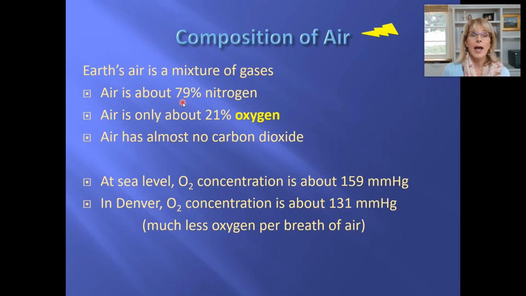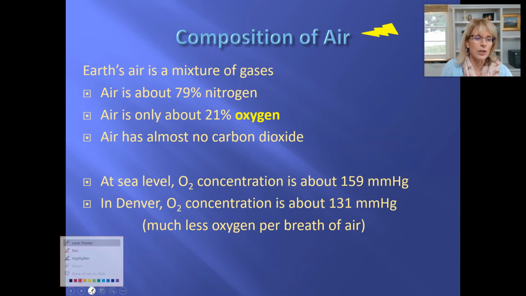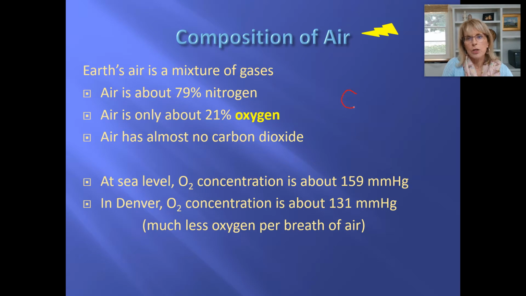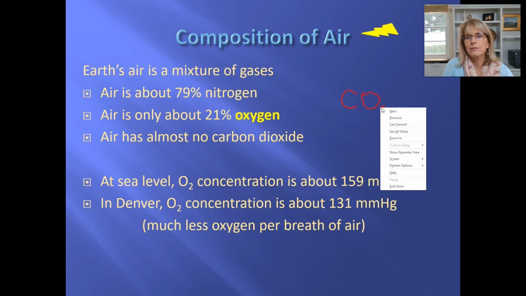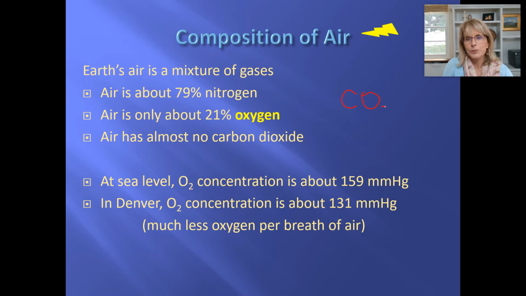Now, the air around us has mostly nitrogen, and now you know why that's good, just about 21% oxygen. It has almost no carbon dioxide. Its formula is capital C, capital O with a subscript 2. So carbon dioxide is CO2, carbon dioxide. So there's almost no carbon dioxide in the air around us.